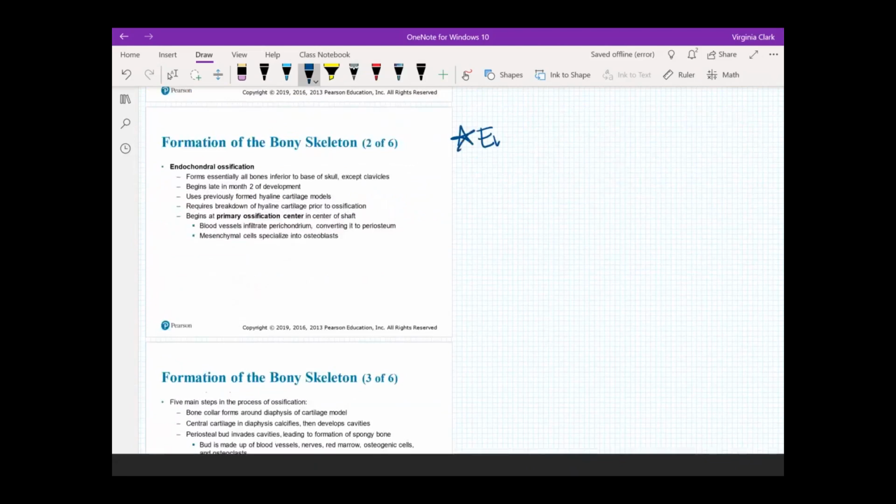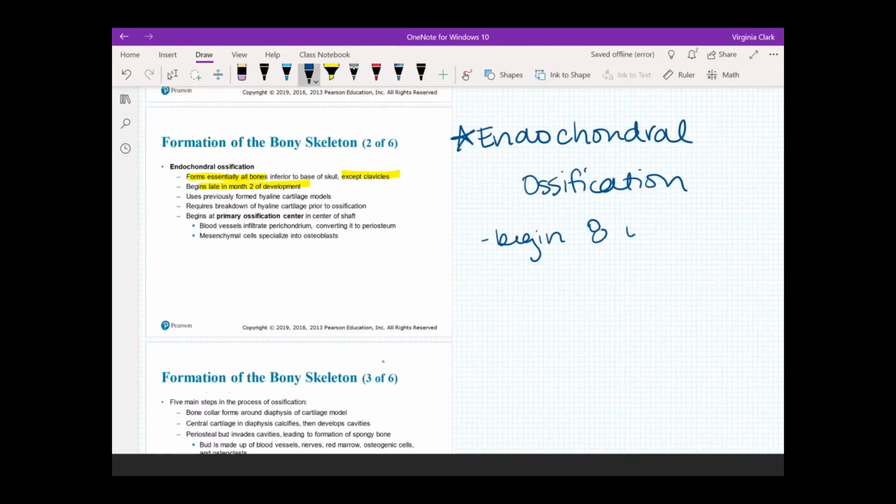Remember, anything with endo-chondral is going to say cartilage or connective tissue. So with endochondral ossification, we are converting our cartilage to bone. This is essentially all bones, except for the clavicles, which go through that other process. It will begin around week 8 in month 2, and it replaces hyaline cartilage specifically.